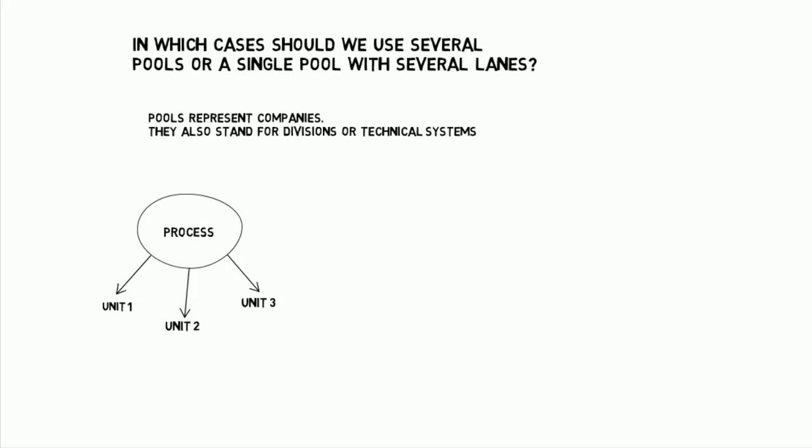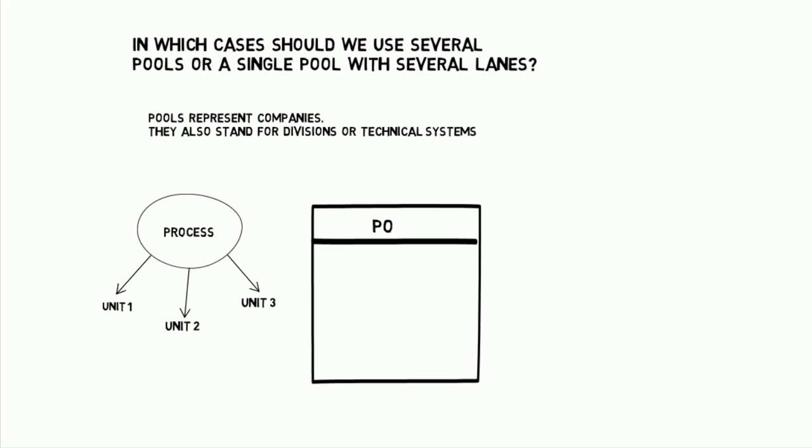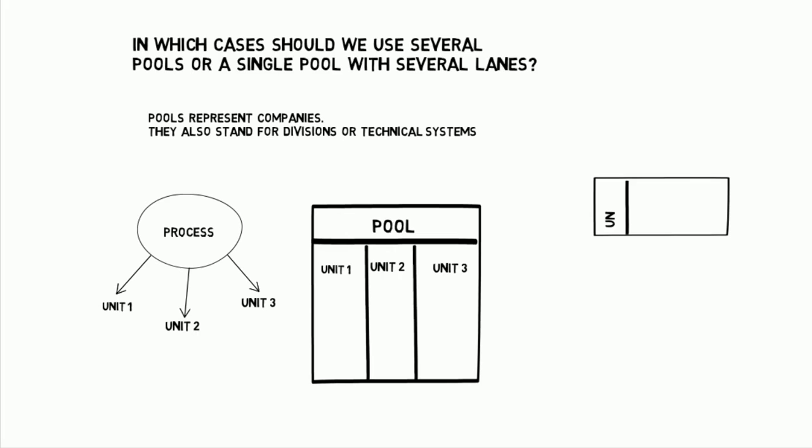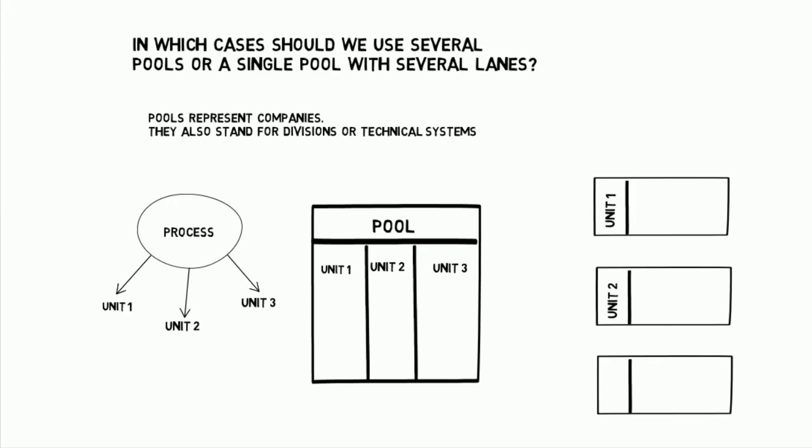A process that spans several units is usually modeled in one pool and several lanes. But it's also possible to model it with several pools. Each division then has its own pool. And divisions' processes use message flows for communication. The deciding criterion for using a pool is whether the process is defined or controlled entirely within that pool.